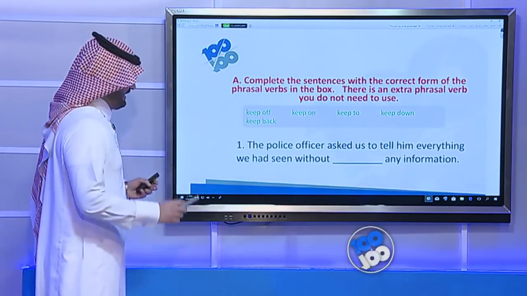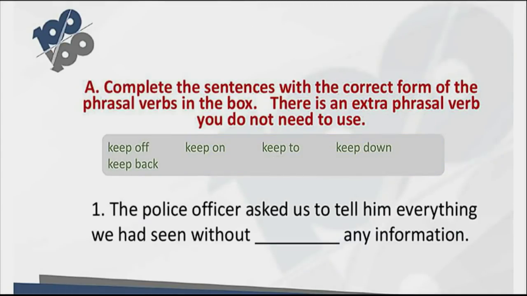في هالجزء راح نتكلم عن الفوكابلري، اوكي، especially the phrasal verb. Okay, let's read the exercise and try to explain it together. Exercise A says, complete the sentences with the correct form of the phrasal verbs in the box.